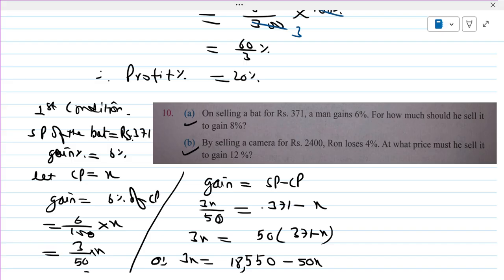By selling a camera for 2400, Ron loses 4%. That is the first scenario. So he sells the camera for 2400 and gets a loss of 4%. You can find the CP by supposing it is X first and doing the necessary steps as we did in part A. Just after we find the cost price of the camera, you can find the selling price to gain 12%. You find the gain of 12% of CP, and that gain gets added on the cost price to get the selling price. So number 10 we did this way.